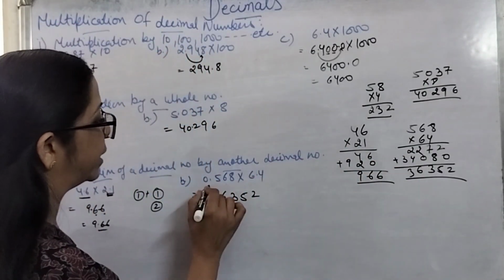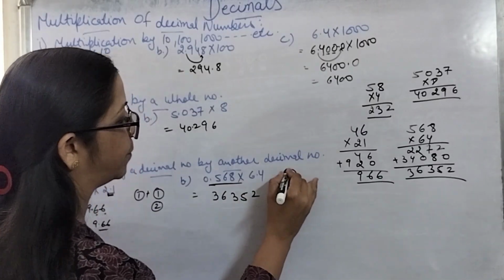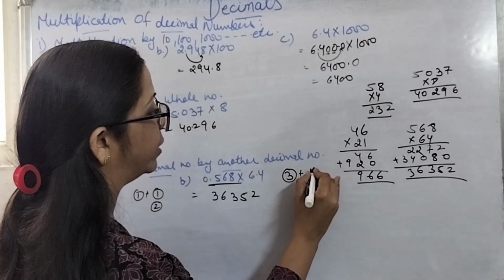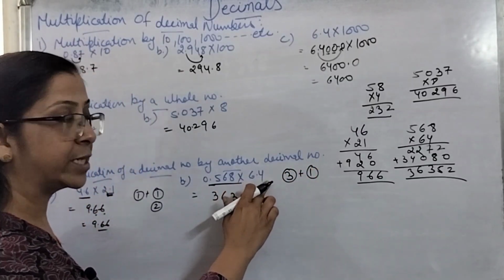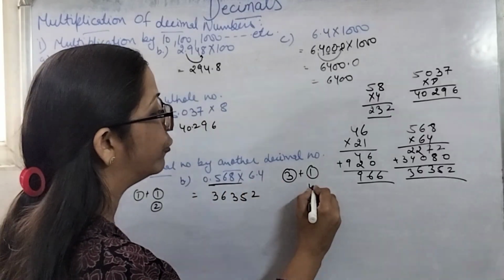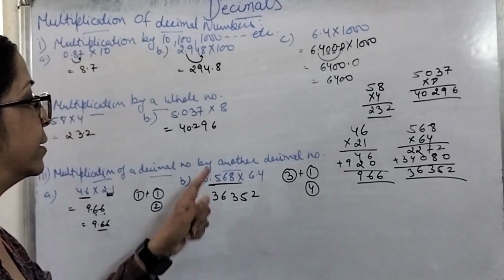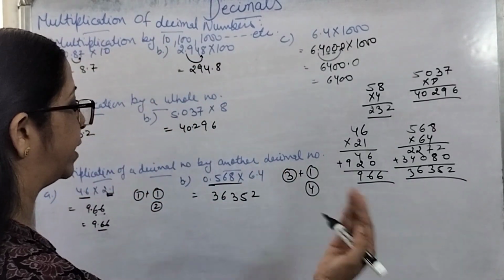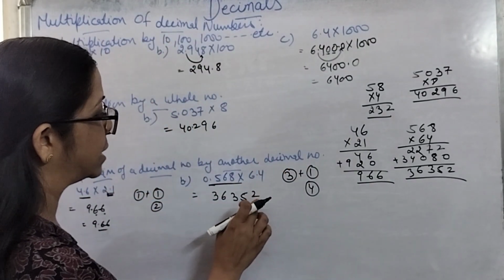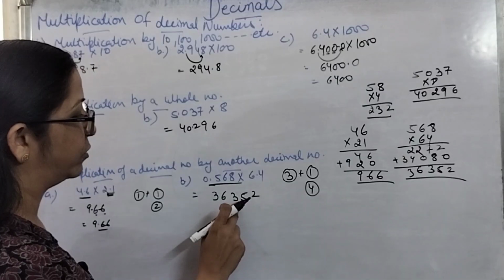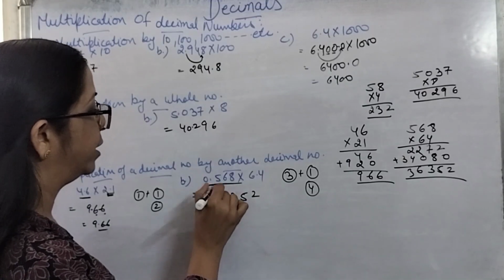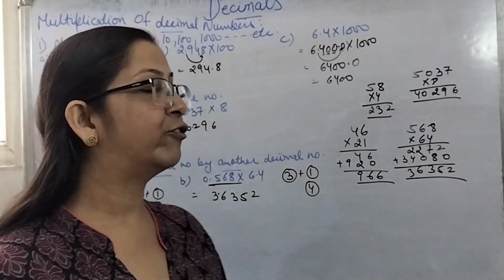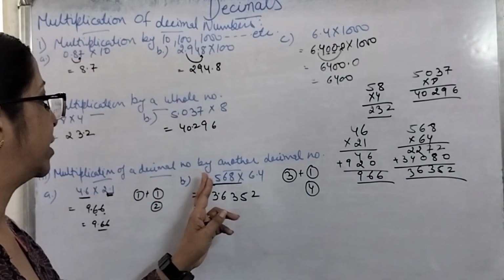Now in the multiplicand we have 3 decimal places. In the multiplier we have 1 decimal place, since after the decimal 1 digit is there. So a total of 4 decimal places are there. That means in the product we will have 4 decimal places. For that, from the right hand side we place the decimal after 4 digits: 1 digit, 2 digit, 3 digit, 4 digit. So the answer will be 3.6352, the product of the given numbers.